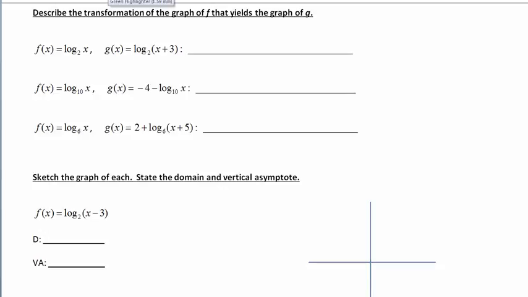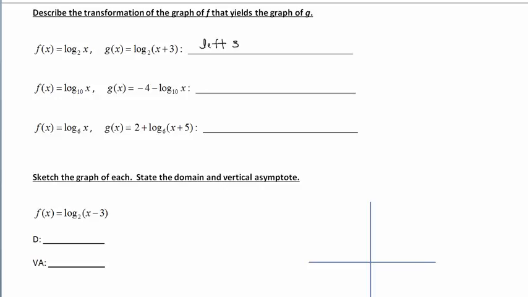We're going to use our previous work with the log functions to describe transformations of the graph of f that yields the graph of g. If f is the log base 2 of x and g is now log base 2 of x plus 3, think of our transformations. 3 is with the x. We would just take log base 2 of x and shift it left 3.